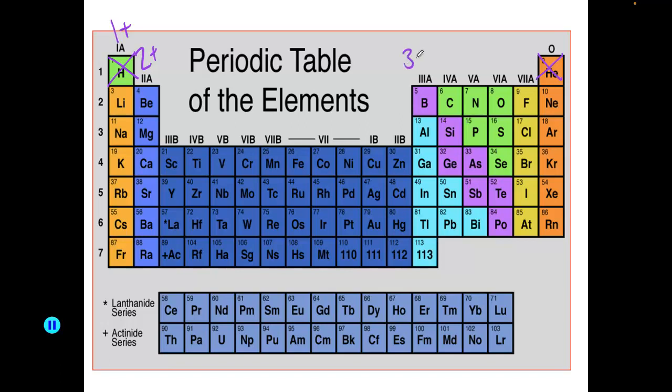This column is 3+. This one's a little different. This one is 4+, 4-. It is right in the middle, so it can either give away 4 or take 4 depending on what it's bonding with. This one is 3-, 2-, and 1-, and we know that these are noble gases, and they already have full valence shells. They are not going to bond.